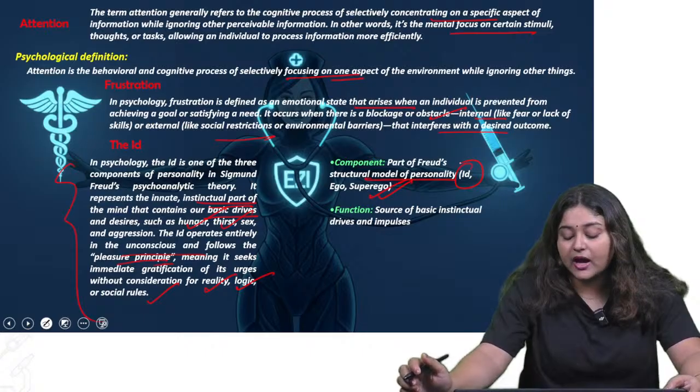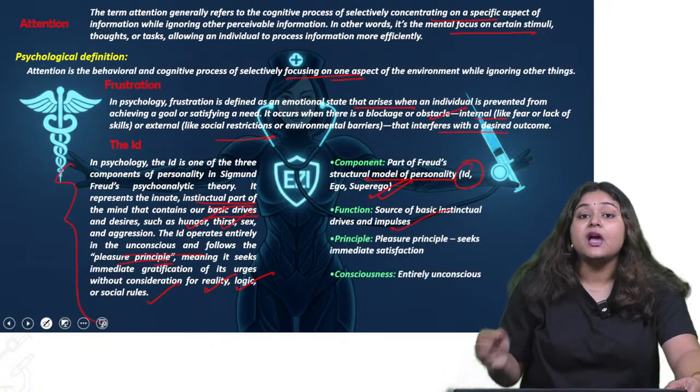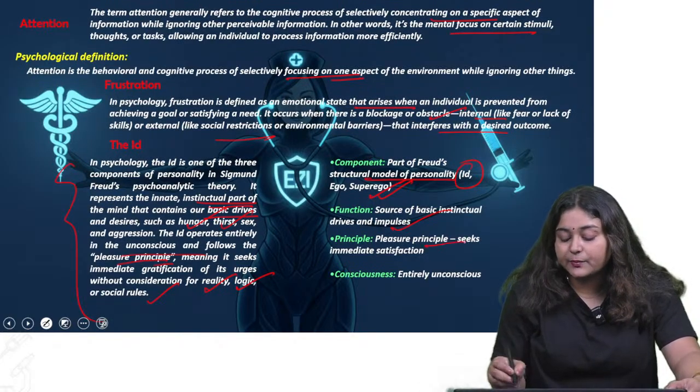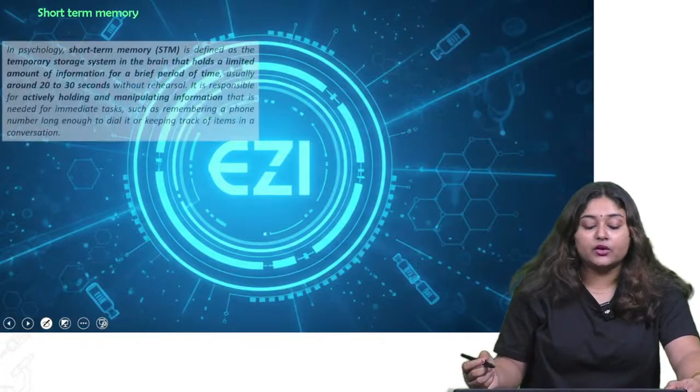Okay, so what is the function? It is the source of basic instinctual drives and impulses. What are the principles? First, the pleasure principle, which seeks immediate satisfaction, and consciousness is largely unconscious.